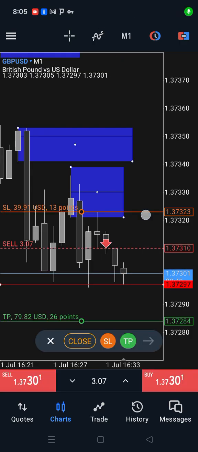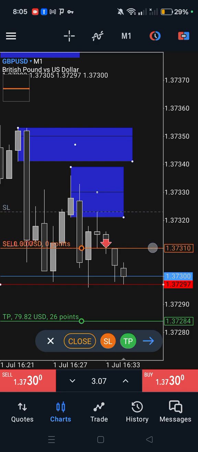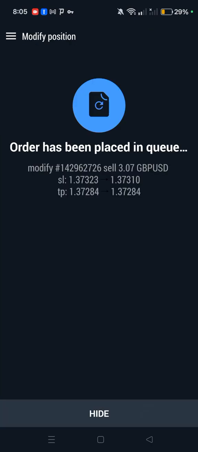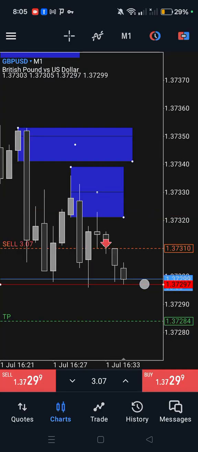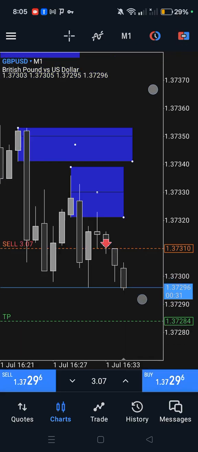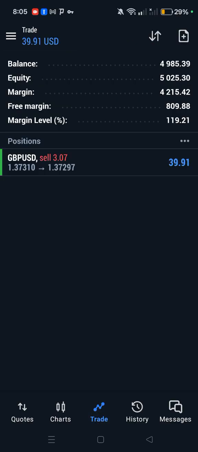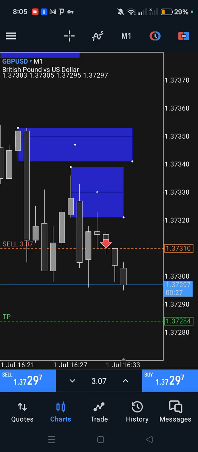Okay, break even. Very nice. Cool, it's now basically a set and forget trade. I can do whatever I want. Just let this trade be. I'm gonna be AFK for a bit.